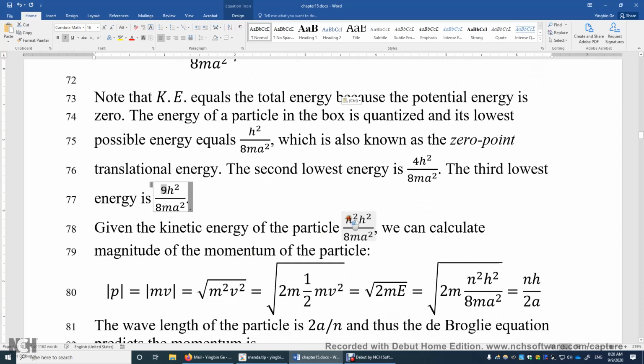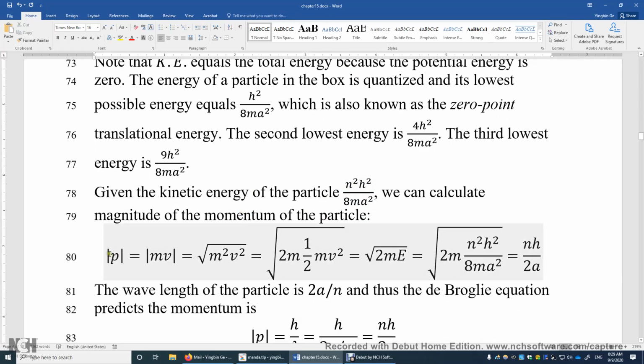Now, given this expression for the total energy and kinetic energy, we can calculate the momentum of the particle. This is the magnitude of the momentum. Momentum is mv. This is just m squared v squared over the square root of m. And we can write this in a different format. It's 2m times half mv squared, and this is just the square root of 2mE. This is actually the kinetic energy. This is the total energy, but they are the same in this case.